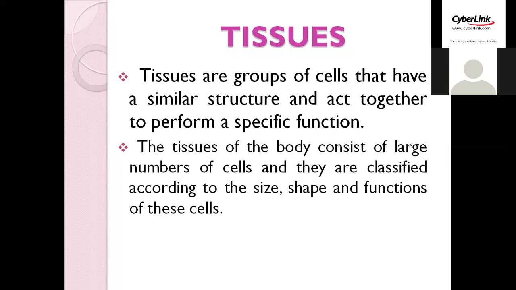The tissues of the body consist of large numbers of cells, and they are classified according to the size, shape, and functions of the cells. Cells combine to form tissues. Tissues combine to form an organ. If you remember, in the previous class I said organs combine to form a system, and systems combine to form a human being. That is how the process goes on. So tissues are the collection or combination of cells. Whenever cells are combined together, they are called tissues.